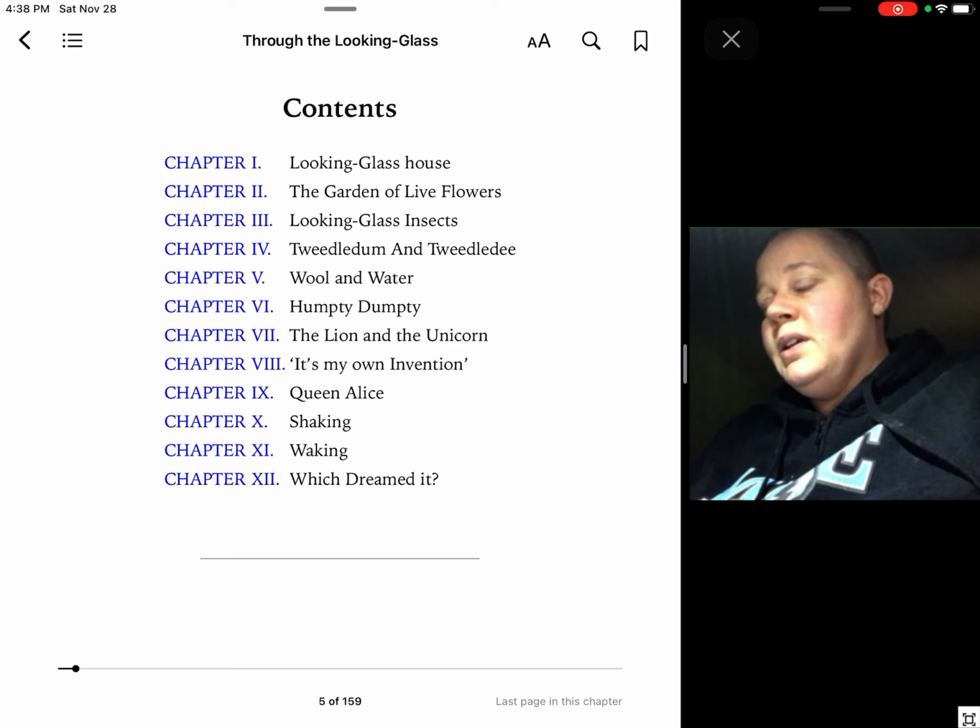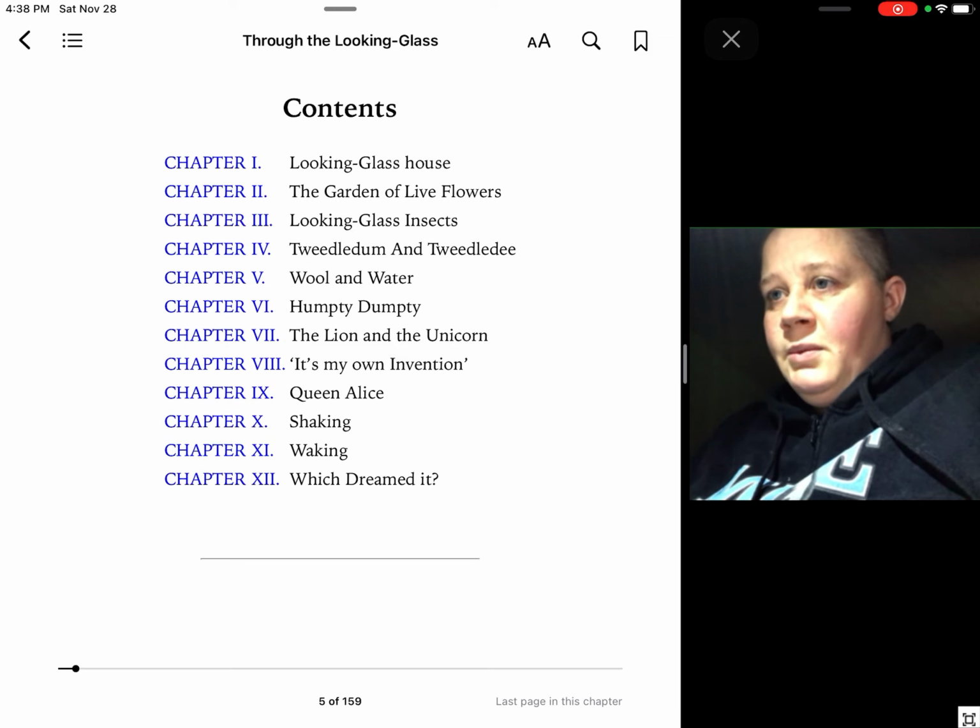So anyway, I was curious, what is Through the Looking Glass going to be like? Are we going to be more crazy, or are we going to settle down, or what are we doing? So there's 12 chapters. I'm going to read those to you.